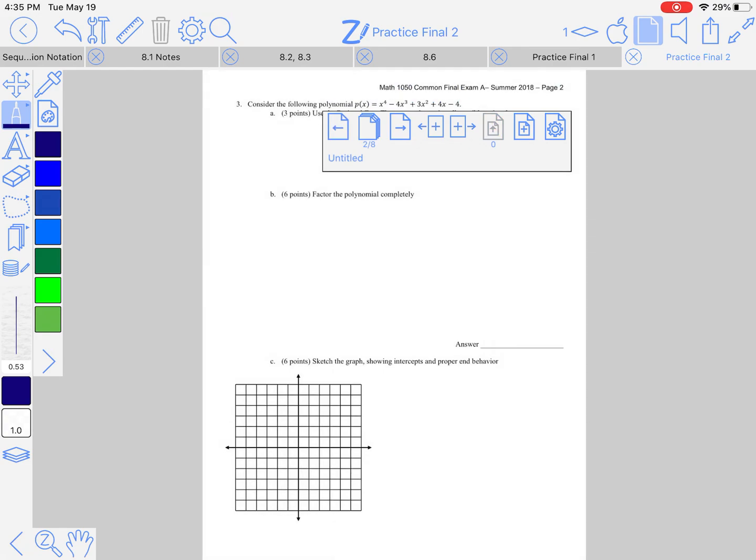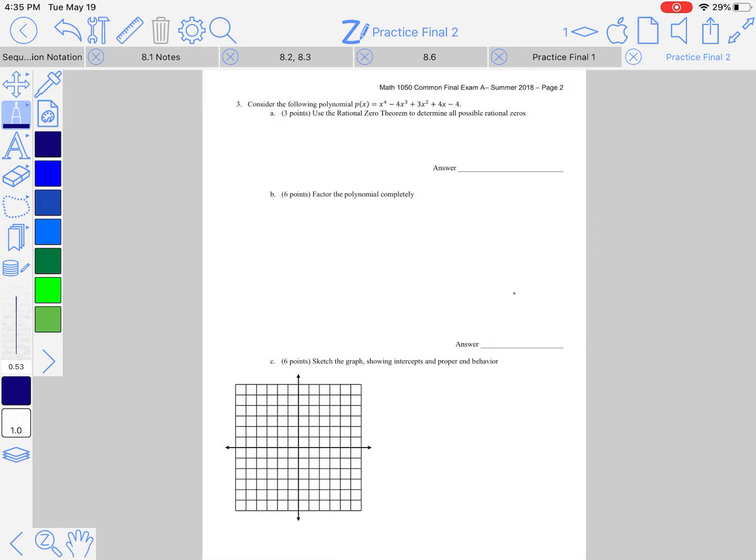Here we go. Page number 3. Number 3 says, consider the following polynomial. Use the rational zero theorem to determine all possible rational zeros. So if I'm using all possible, I'm going to take factors of the last. So the factors of -4 are plus or minus 1, plus or minus 2, and plus or minus 4. I'm going to divide them by the factors of the leading coefficient, which in this case is a 1, so I'm dividing all by plus or minus 1.